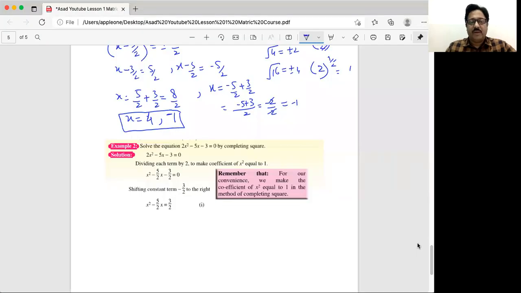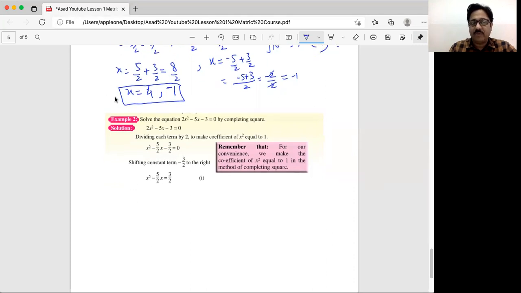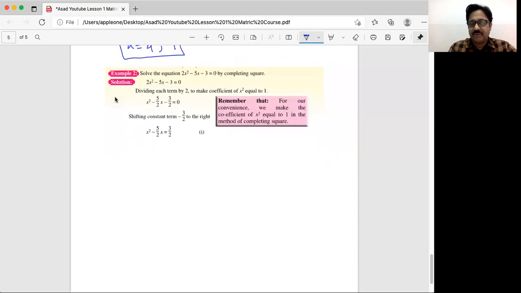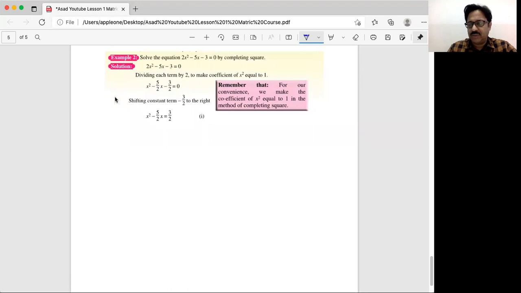I'm taking examples from your book. Then I will be doing questions from the exercise, but first I'm making your base, so that when I do questions from the book, you will be able to understand them. Look at the question. The question is 2x square minus 5x minus 3 equal to 0. They say solve this equation by completing square.